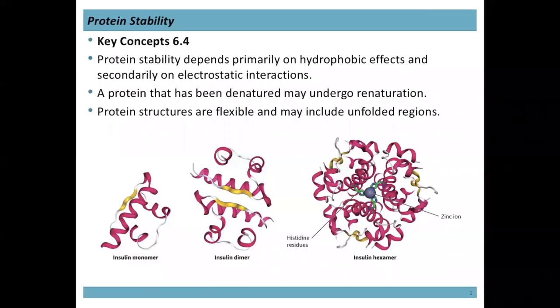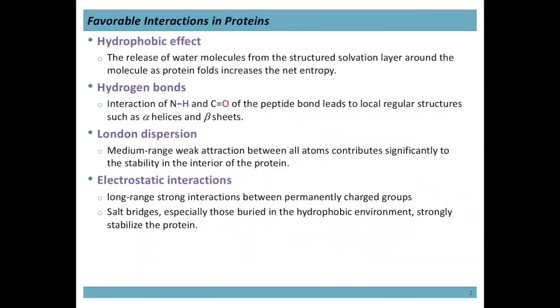Okay, let's finish up chapter 6, talking about protein stability and trying to figure out what makes proteins stable. And hopefully, we'll make the case that it's the hydrophobic effects. And secondarily, there'll be some electrostatic interactions. Also, talk about denaturing proteins and how you can renature them or refold them. And what we need to walk away with is the protein structures are flexible and may include unfolded regions.